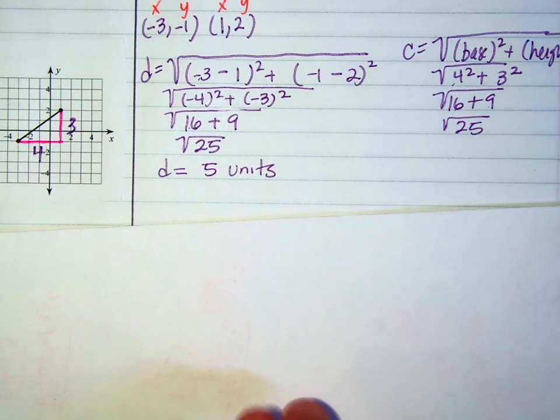I hope you learned quite a bit about how to use the distance formula and how you can use a modification of the Pythagorean theorem to find the length of a diagonal on the coordinate plane.